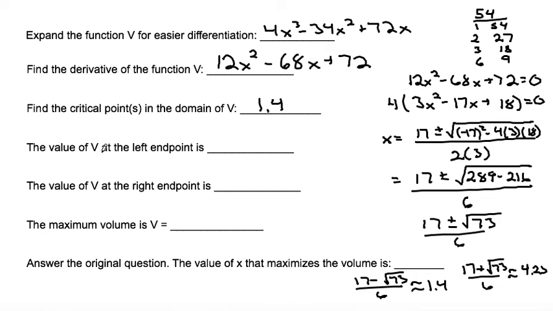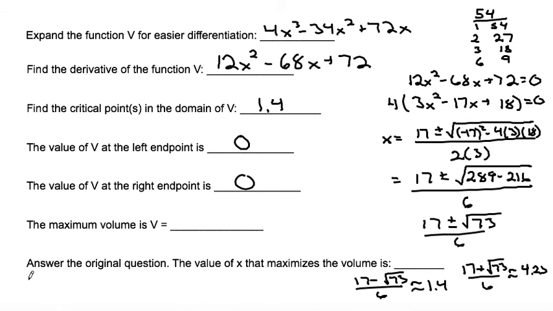And it asks us for the value of V at the left endpoint. That was where x is equal to 0, which we found in the previous video was a volume of 0. We also found at the right endpoint, where x is equal to 4, that the volume would also be 0. So the left and right endpoints of our domain give 0 and 0. That means our maximum volume is going to happen when x is equal to 1.4. So let's plug 1.4 into our volume formula before we took the derivative.